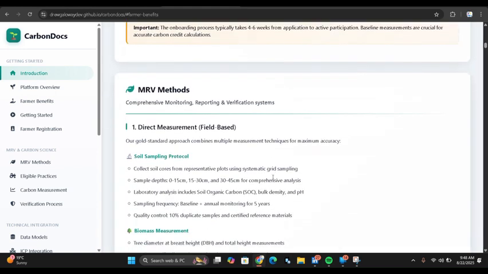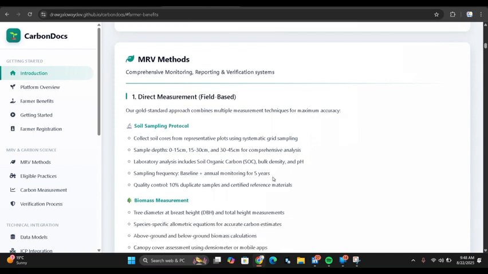So the MRV methods, as we said at first, will majorly be the soil sampling technique. For the baseline, the sampling frequency will be annual monitoring for 5 years. Quality control includes 10 duplicate samples and certified reference materials. We also have the laboratory analysis, which includes the soil organic carbon, the bulk density, and the pH.